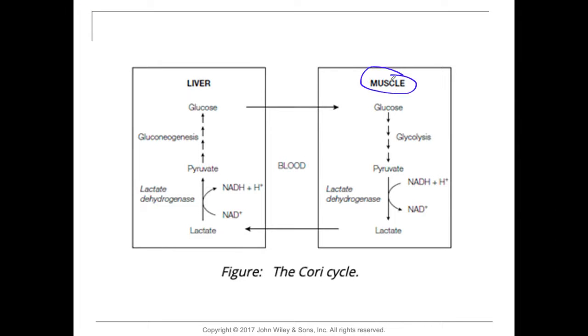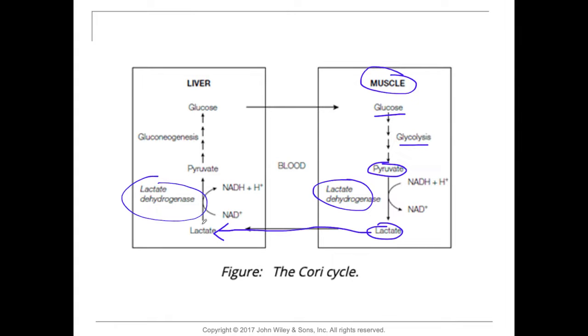So here's muscle. We have glucose. Glucose goes through glycolysis, and now we get pyruvate. But now we don't have oxygen available. So pyruvate gets converted into lactic acid or lactate. Lactate's going to go into the liver. The liver is going to use the same enzyme, lactate dehydrogenase, that converted pyruvate to lactate. It is the same exact enzyme that converts lactate back to pyruvate.